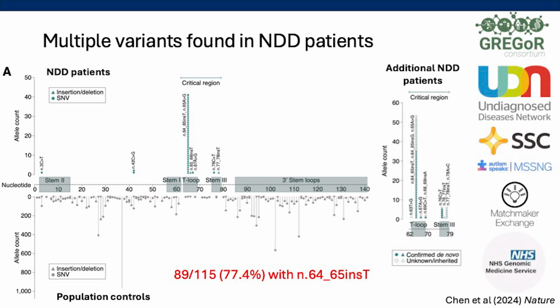We've also identified additional patients with the same variants also having NDD phenotypes through global collaboration, including the GREGoR Consortium, Undiagnosed Diseases Network, SSC, and so on. In total there are around 115 participants we initially identified, and around 89 of them have the highly recurrent insertion variant at nucleotide position 64. So this is how we identified the variants.